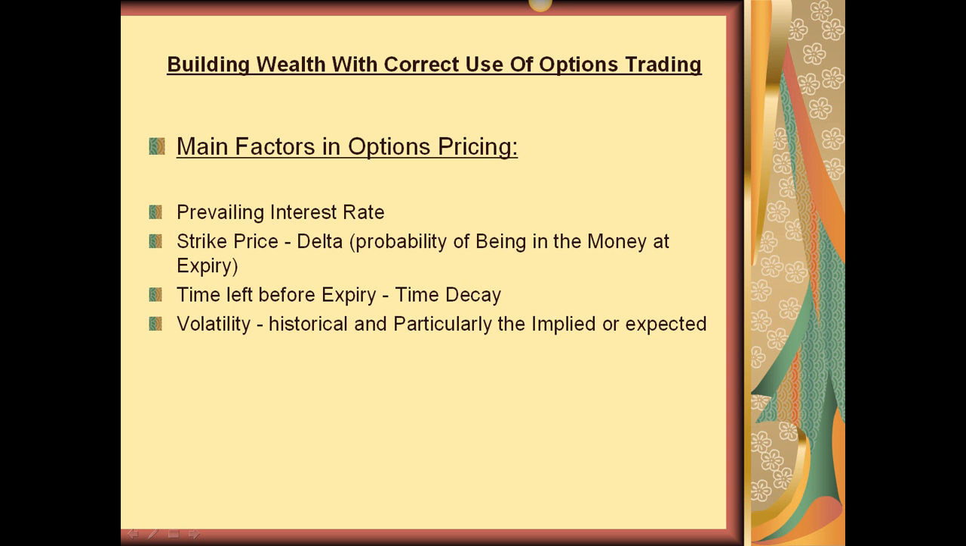And the third most important element is volatility. There are 2 types of volatility. One is historical volatility, which is based on how the price has behaved in the last, say, 2 or 3 months or longer. And there is implied volatility. Historical volatility looks back on what has happened in the past, whereas implied volatility looks at what is going to happen in the future.